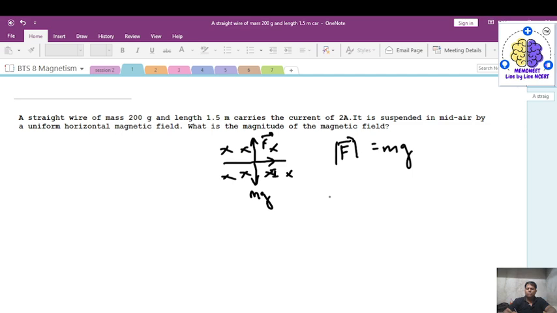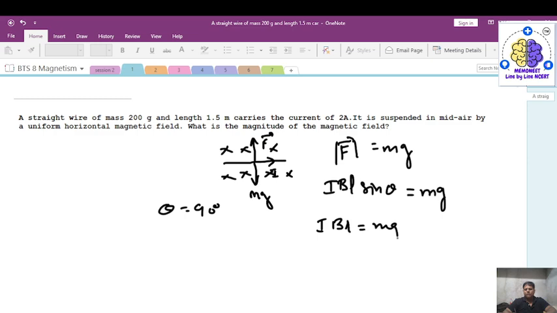What will F be equal to? F will be equal to I B L sine theta, and this has to be equal to m into g. Theta over here is equal to 90 degree. Therefore, we'll get I B L is equal to mg.